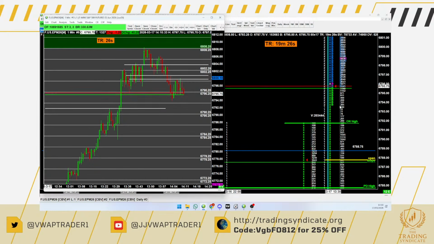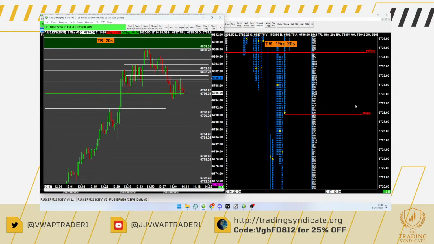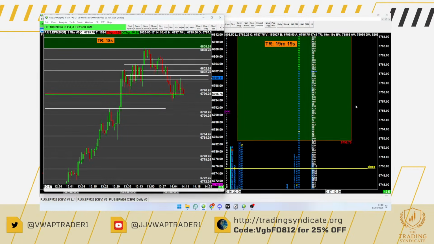This thing is taking forever to get down to the overnight high. And how many people shorted this market in the overnight? Holy cow.